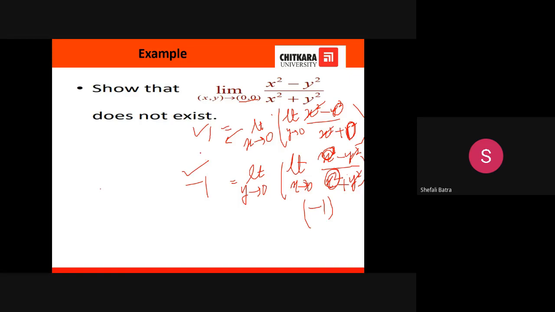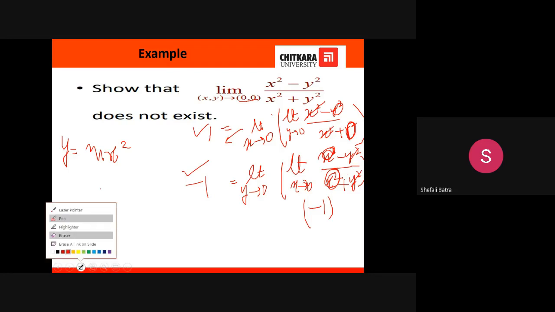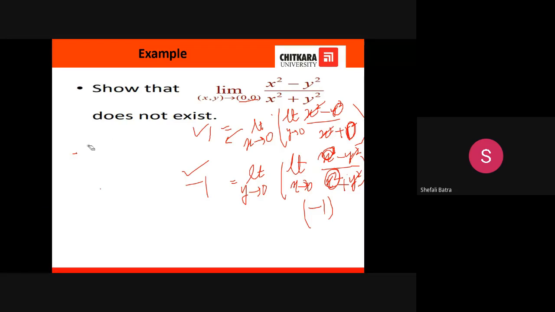Right? अगर इसी step पे limit does not exist, then there is no need to check more paths. But in case of origin, if you are getting the same value along these paths, then we will check the third one, that is y is equal to mx or y is equal to mx square. We'll discuss that in the next question, right? So now I'll show the solution. If you are still having any doubt, then you can ask me.